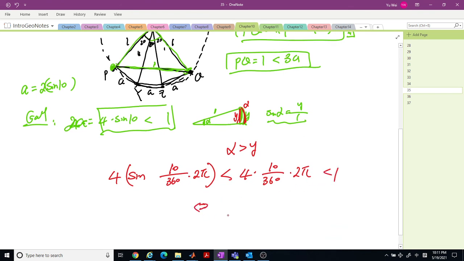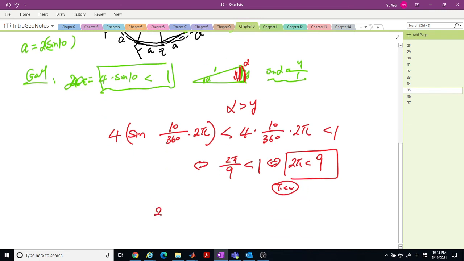This is equivalent to proving 2 pi over 9 is less than 1, right? So equivalently we want to prove 2 pi is less than 9. This is of course true because pi is less than 4, so 2 pi is less than 2 times 4, which is 8, which is less than 9. That's why. You can go back and see this.